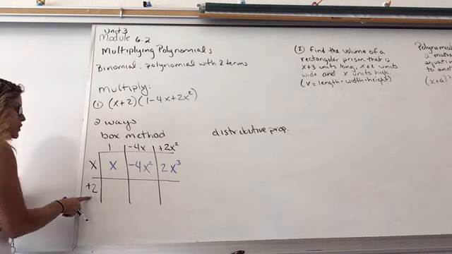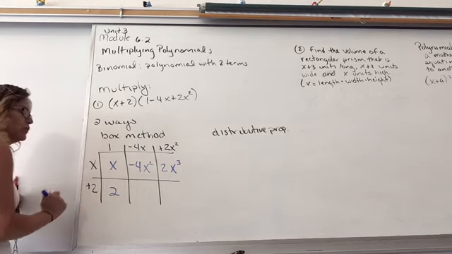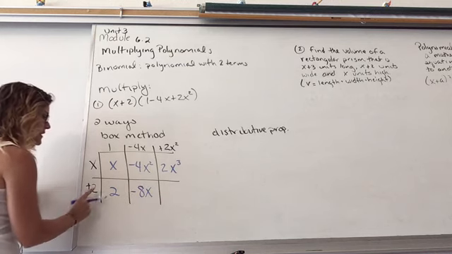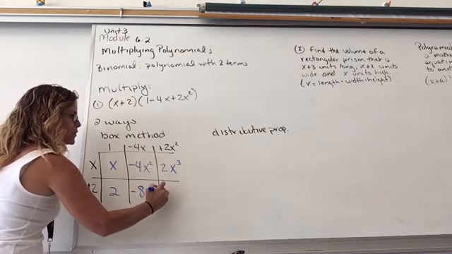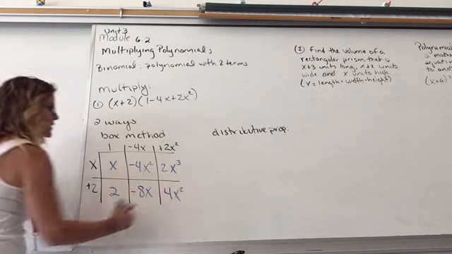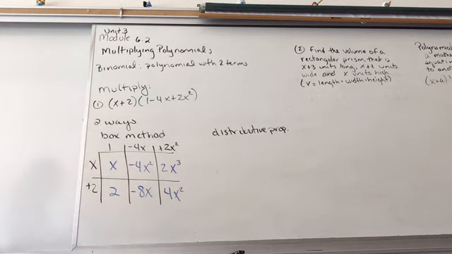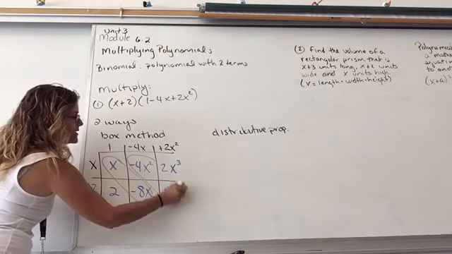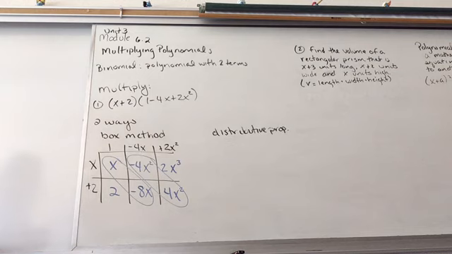Then we're going to go to the next one. 2 times 1 is 2. 2 times negative 4x is negative 8x. And 2 times 2x squared is 4x squared. Now, if you notice, we have some like terms. If we look here, we have some x's and some x squareds. We're going to group those together, and we're going to write this in order.